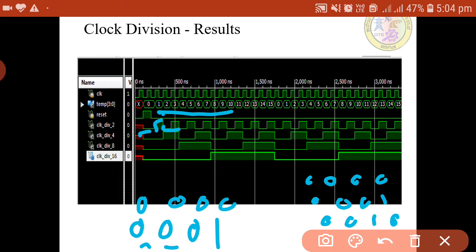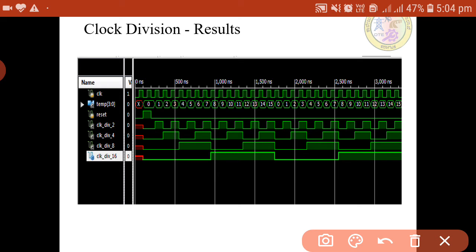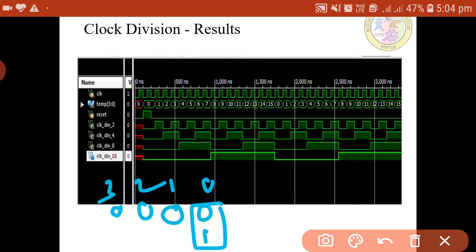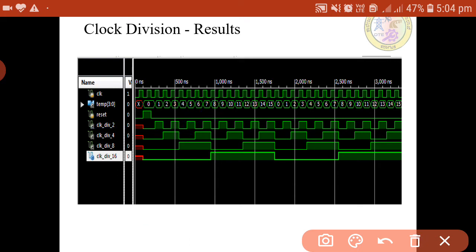So this clock, whatever the first bit of the temp, if you take temp as 000, the first bit, that is 0 1 2 3, the first bit, this clock we are calling divide by 2. So how can we say it is divide by 2? We can see here the starting point of this clock and the end point of this clock, we are seeing two clocks here. The two clocks, you can see here, 1 and 2 clocks are covered. Okay, so that is divide by 2.